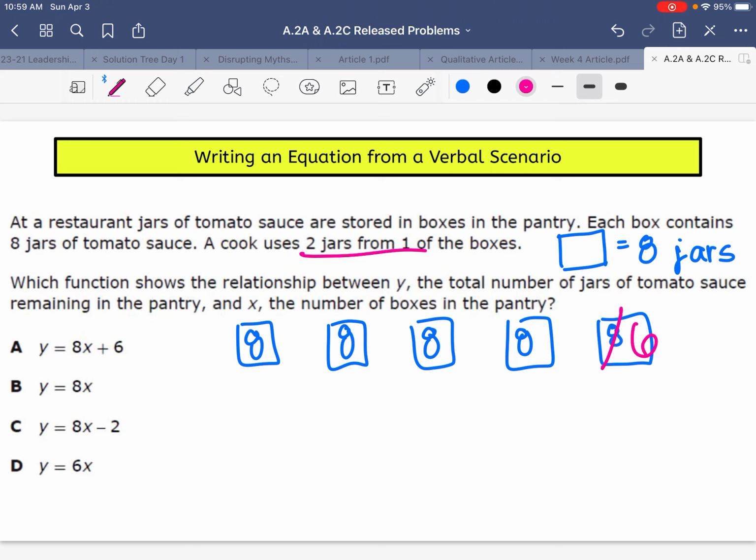So just by looking at my visual, I can see that the rate of change, going from how many boxes I have to how many jars, is that each box has 8. So to find the number of jars, I can take 8 and multiply it by x, the number of boxes. But I can't forget that this last box only had 6 because the cook already used 2 of them. So here, my answer choice would be A, because it has that slope of 8, that rate of change of 8, and that initial value or constant of 6.